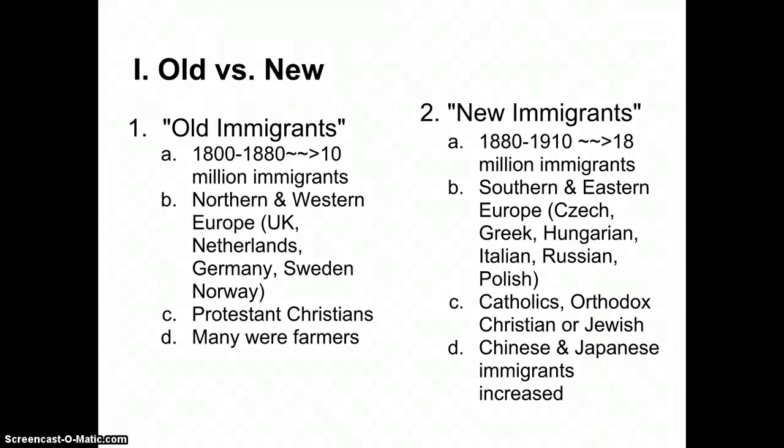On top of that, there were many Chinese and Japanese immigrants that were coming into the United States on the West Coast. Again, most of the immigration increases coincided with an increasing economy and a demand for low-skilled or unskilled workers in the United States economy.